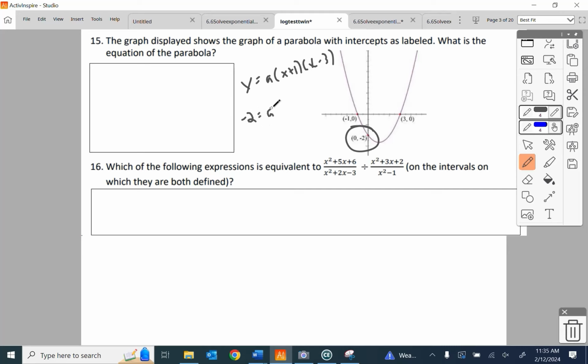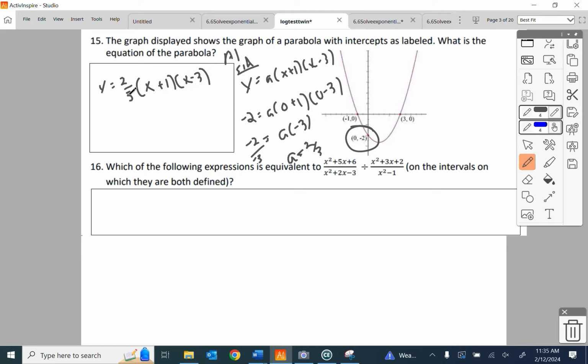Negative 2 must be equal to a times 0 plus 1 times 0 minus 3. So negative 2 equals a times, looks to me like negative 3. Divide out that negative 3, and your a value is 2/3. So my equation would look something like this: y equals 2/3 of x plus 1 times x minus 3. This, by the way, is an A1 standard, not an algebra 2 standard. Presumably, you would see what this is, and you'd get x squared minus 2x minus 3, and then you'd move your 2/3 in. Maybe, I don't know.